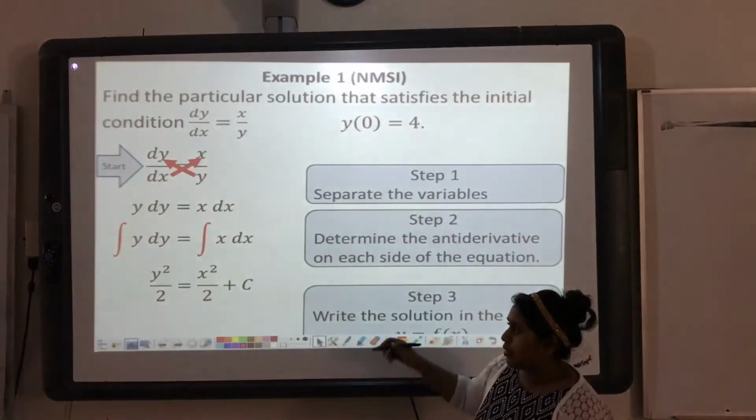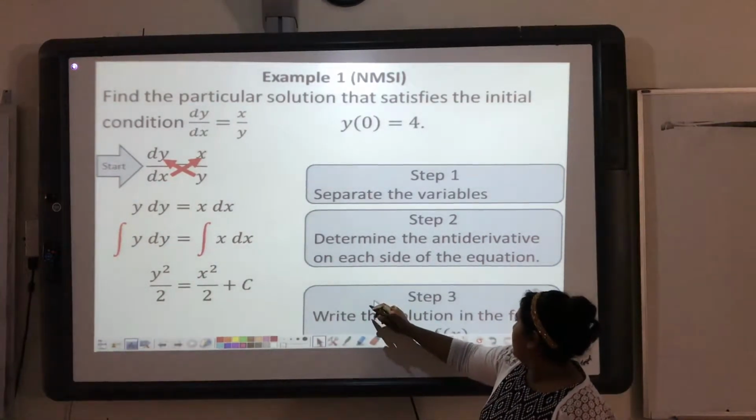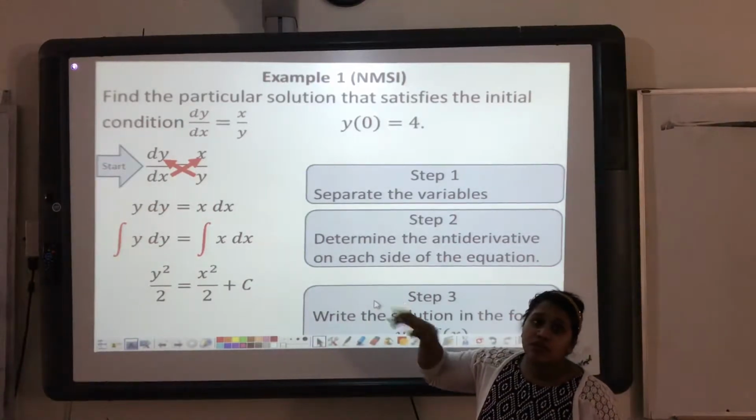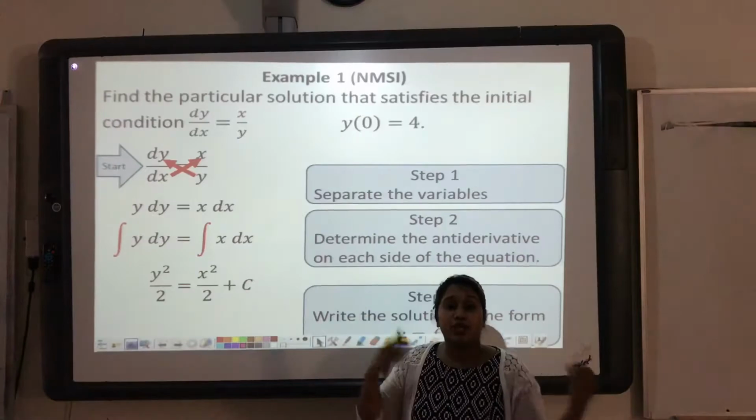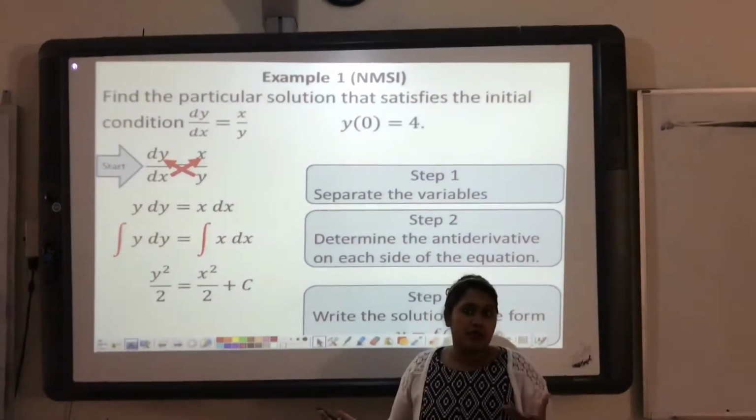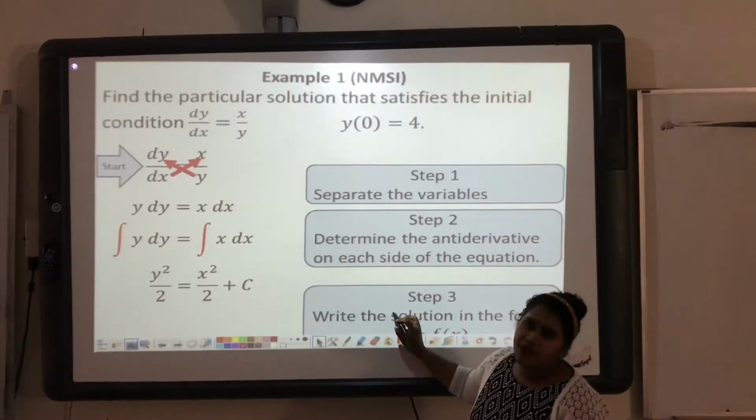From there, what we're going to do is we're going to write our solution in terms of y. Okay, we know how to do that. That's pretty easy. But before we can write our solution in terms of y, you can either write your solution in terms of y and solve for c, or you can solve for c and write your solution in terms of y. It just depends on the question.